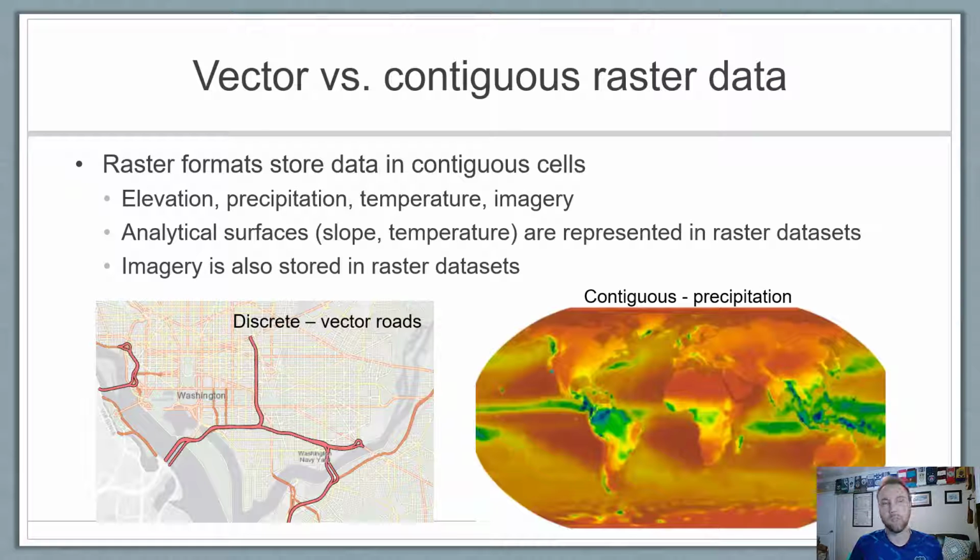So if it's elevation, each one of those cells is going to represent an elevation, right? So some measured height above sea level. If it's precipitation, each cell is going to represent some measured value of water, right? Maybe it's inches of water, centimeters, what have you. So our map here to the right is a representation of precipitation.